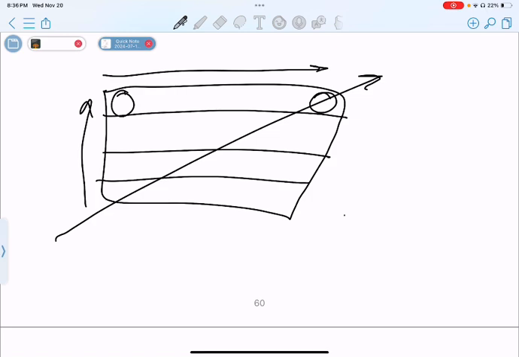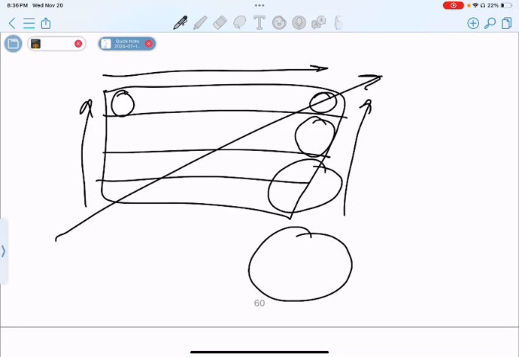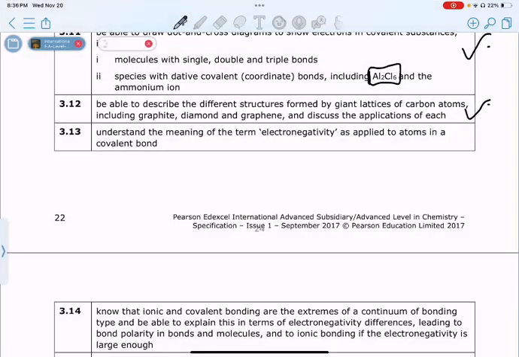Also, why does it increase as you go up? It's because the atom size becomes smaller as you go up. So the electron will be easier to attract like this than like this. Okay, so as you go down the group, electronegativity decreases because of increase in atomic radii. So you can just take that.